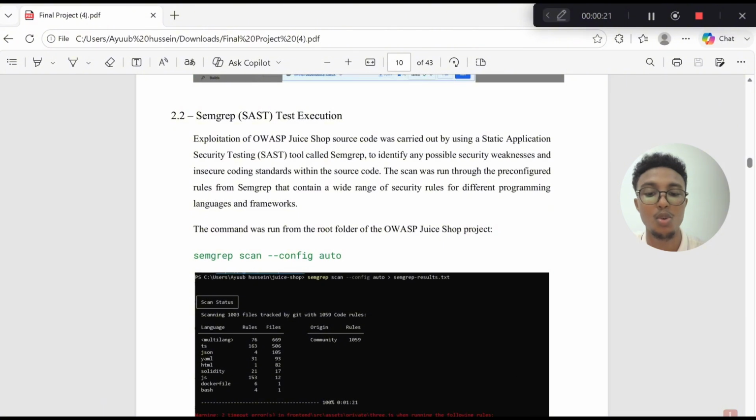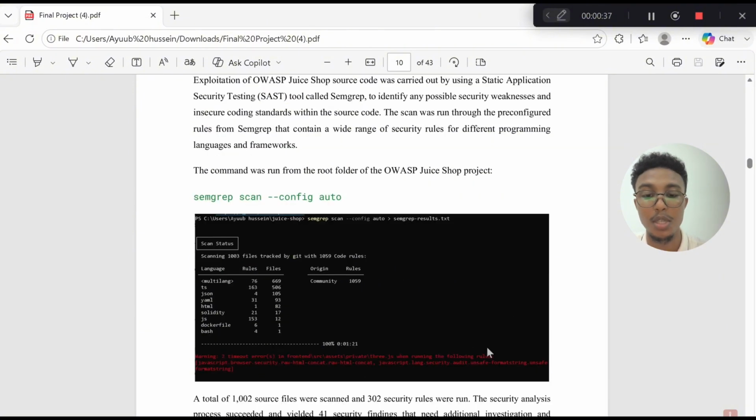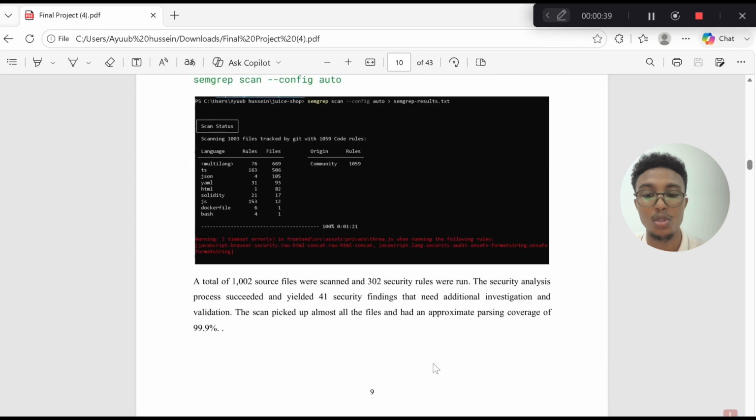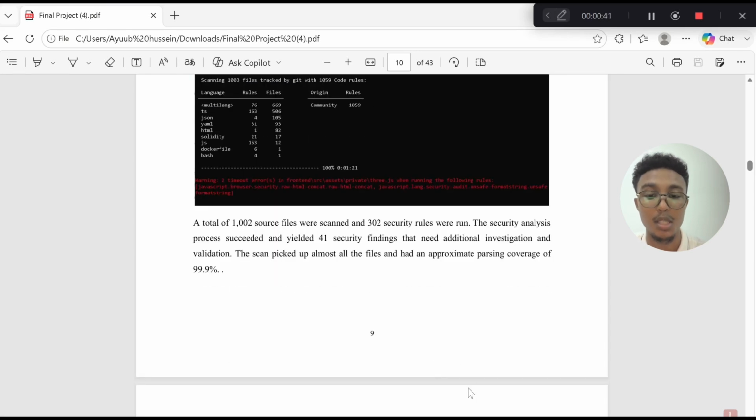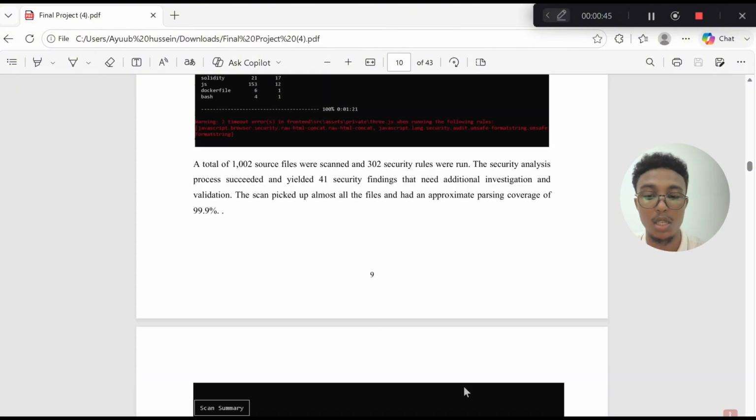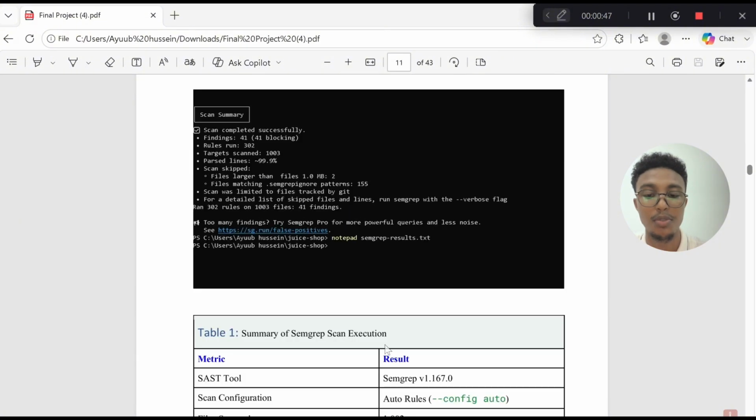SimGraph is a static application security testing tool that analyzes the application source code without running the application. The purpose is to identify insecure coding practices and potential security vulnerabilities at an early stage. So for this project, we ran SimGraph on the OWASP Juice Shop source code using PowerShell. After the scan was completed, SimGraph generated a report containing all the detected security findings.